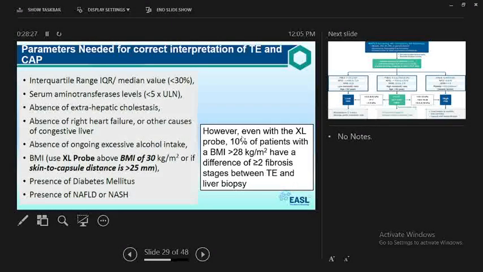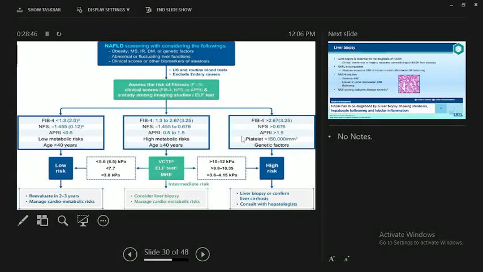There should also be an absence of ongoing alcohol intake. Those things should be excluded prior to interpreting elastography. And if the patient is obese, with BMI more than 30, the report may not be that reliable even if you use the extra large probe. The same applies with uncontrolled diabetes as well as advanced NASH. So this is what you should do. I just want to emphasize: calculate the FIB-4 score.